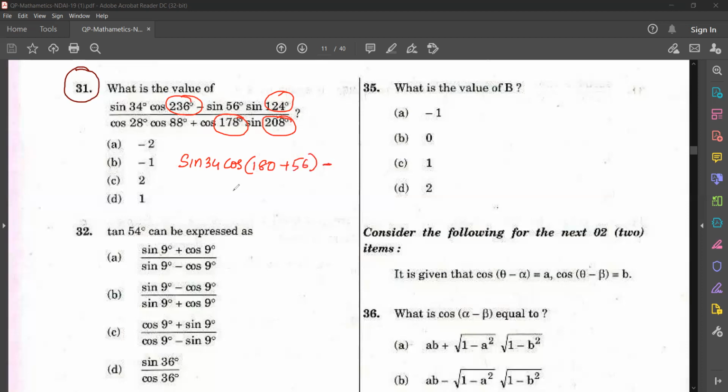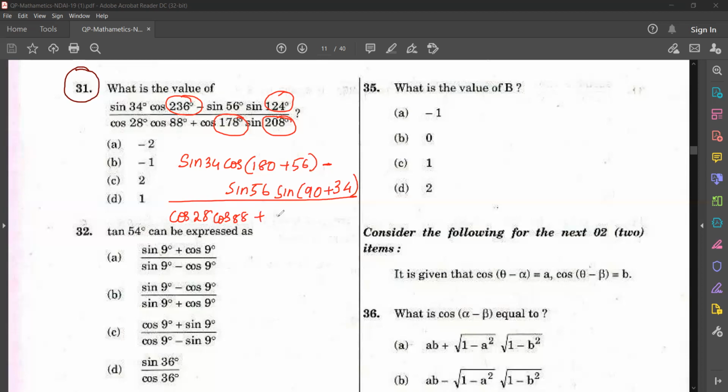Minus sin 56 I am keeping as such. I am talking about the numerator. Then sin 124 I can write as sin of 90 plus 34, isn't it? Divided by cos 28, cos 88, I'm keeping that as such.